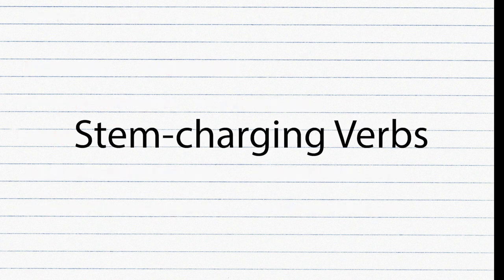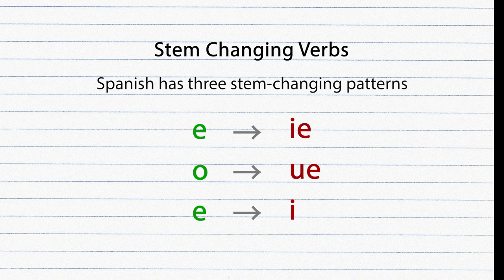Stem changing verbs. Spanish has 3 stem changing patterns. The stems undergo a vowel change in the last or only syllable of the word, but the endings are still the same. That's why they're called stem changing verbs. In the present tense, there are 3 patterns.